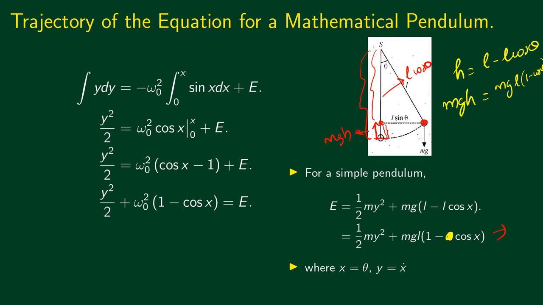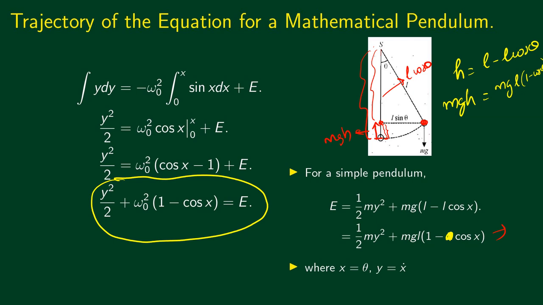The constant of integration, multiplied by m l squared, gives you this equation. So this is the connection: x equal to theta, y equal to x dot. This is the energy equation for the mathematical pendulum, and this is the energy equation for the physical simple pendulum.